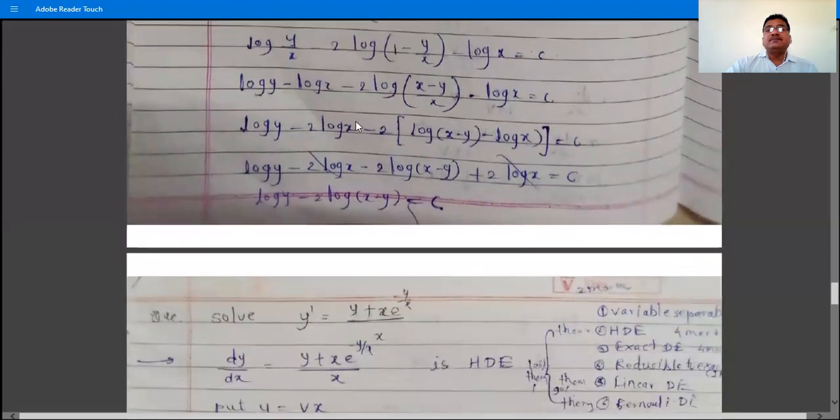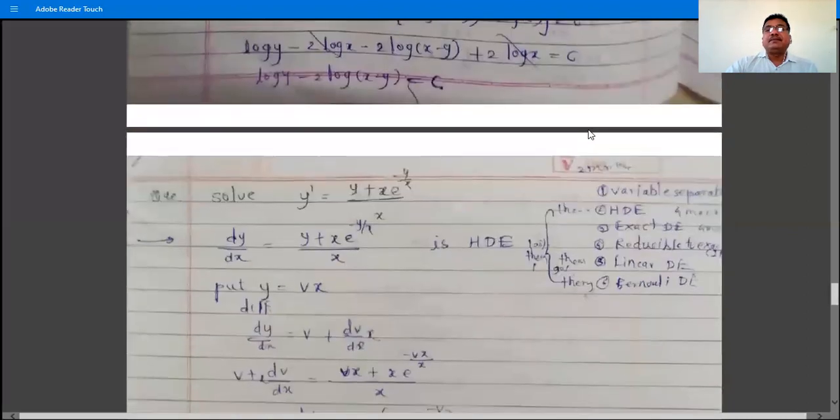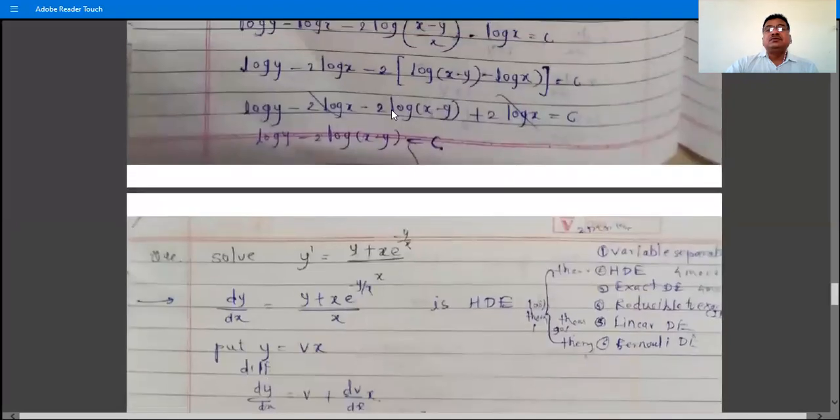Log y minus log x, and this minus log x becomes minus 2 times log x, minus 2 log of a by b, by the rule log a minus log b. And then log y minus 2 log x minus 2 log (x minus y), minus minus become plus 2 log x is equal to constant. And minus 2 log x and plus 2 log x get cancelled. So we have log y minus 2 log (x minus y) is equal to constant. So this is the final answer.